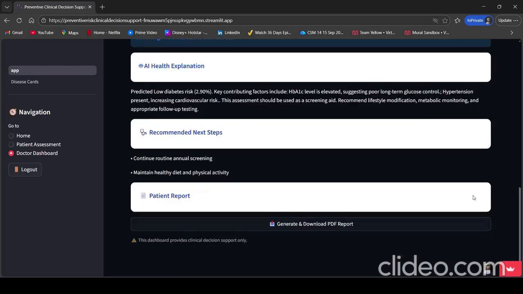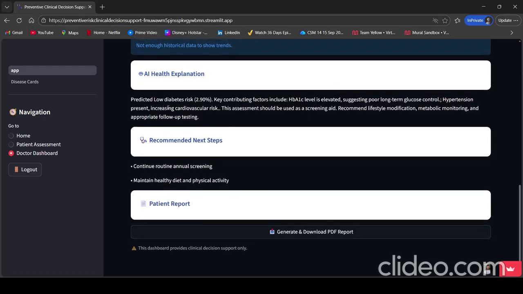There is also a short AI health explanation: predicted low diabetes risk, key contributing factors, and that this assessment should be used as a screening aid, along with recommended lifestyle changes. Next, recommended next steps: continue routine annual screening and maintain a healthy diet and physical activity. This ensures the AI supports decision making without overwhelming the clinician. And you can also generate and download a PDF report.